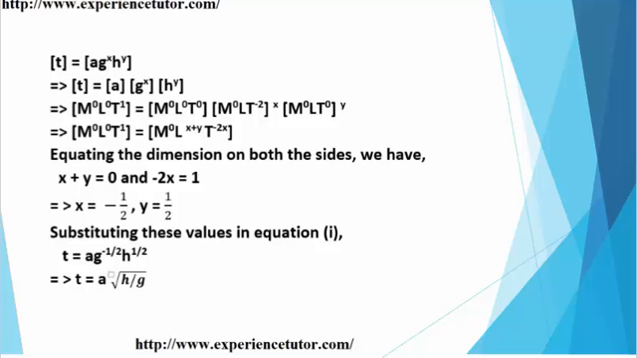After solving this equation, we get x plus y is equal to 0 and minus 2x is equal to 1. Therefore, x is equal to minus half and y is equal to plus half. Substituting these values in equation 1, we get a g^(-1/2) h^(1/2), and the value of t is equal to a times the square root of h by g.